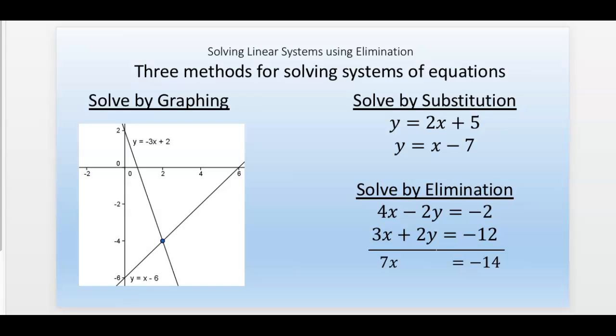Our third method we're looking at today is elimination. Elimination is where you take the two equations and add them up, but you do so in a way that you eliminate one of the variables. As an example, down here in the lower right, if we add 4x plus 3x, we get 7x. But if we add negative 2y plus 2y, we get 0, and the y is eliminated. We add negative 2 and negative 12, we get negative 14. So now we have an equation that says 7x equals negative 14, and we can solve for x, and then plug it back in.